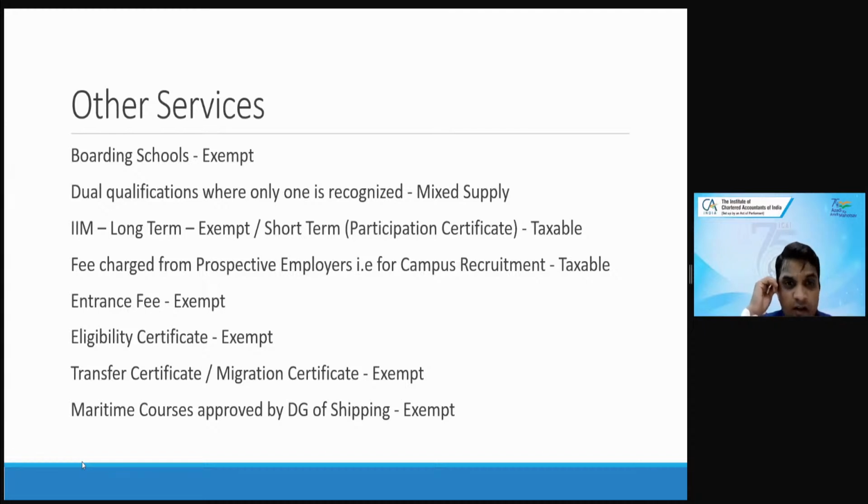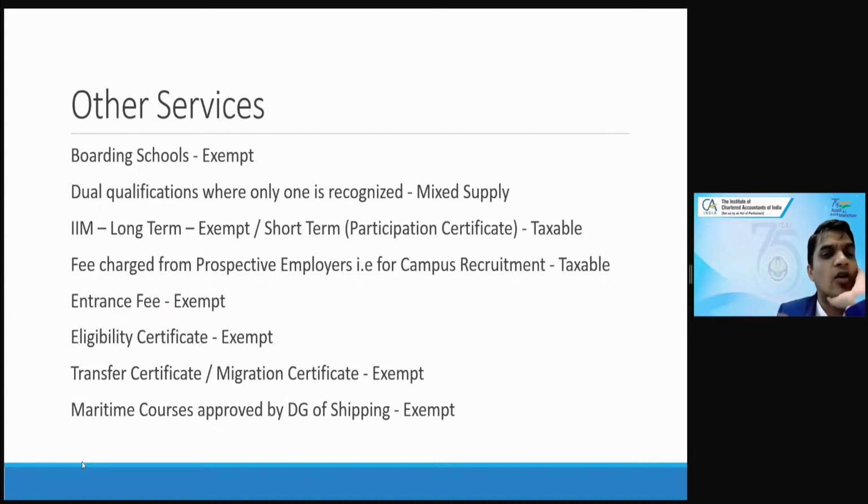Then dual qualifications, one which is recognized and one which is not recognized. In that case, the one which is not recognized and the one which is recognized for exemption are both clubbed, because you'll have only one document. So when a college gives two qualifications, one taxable and one exempted, it will be a mixed supply. There is a risk that the exempt supply you treat as educational services can get taxed, because a mixed supply says that the highest rate has to be applied on the total supply itself.